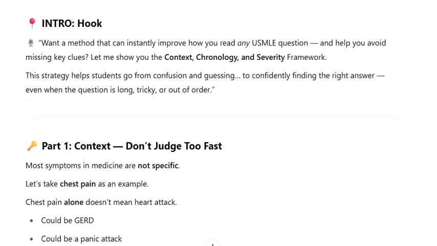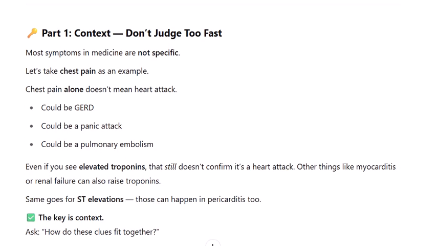Part 1, Context. Don't judge too fast. Most symptoms in medicine are not specific. Let's take chest pain as an example. Chest pain alone doesn't mean heart attack. Could be GERD, could be a panic attack, could be a pulmonary embolism. Even if you see elevated troponins, that still doesn't confirm it's a heart attack. Other things like myocarditis or renal failure can also raise troponins.